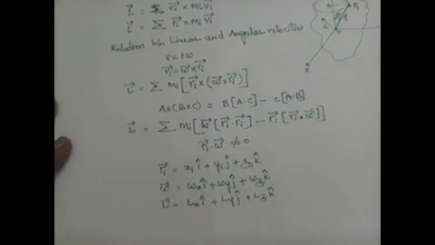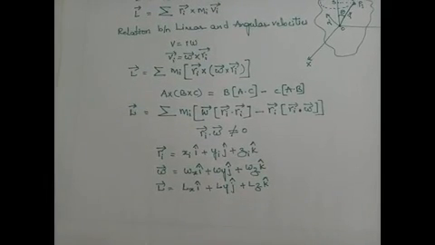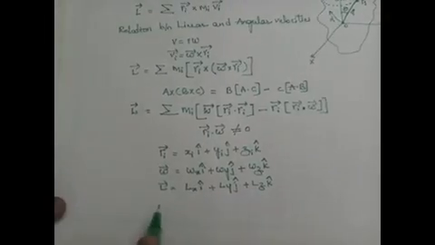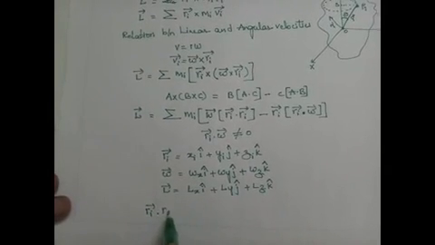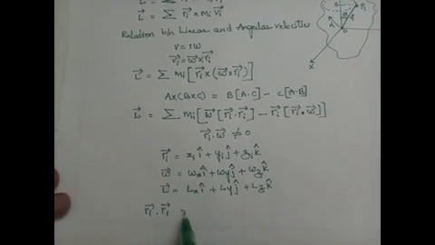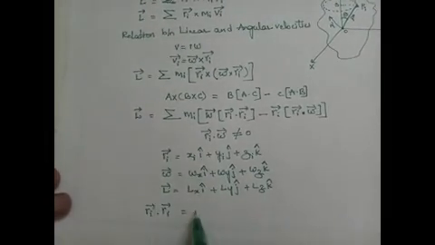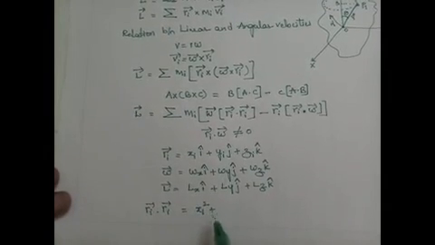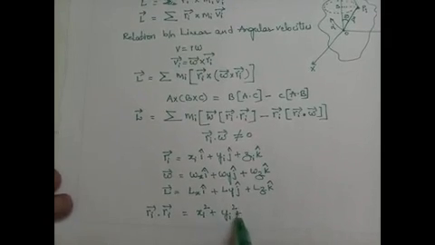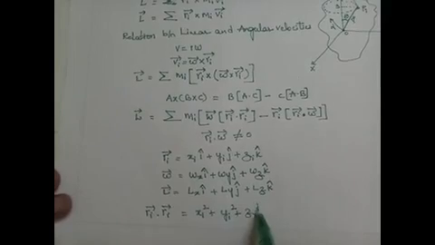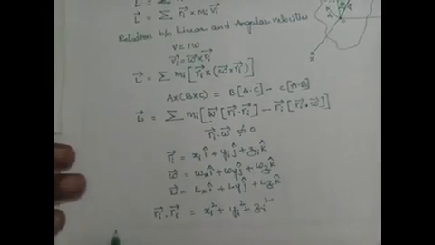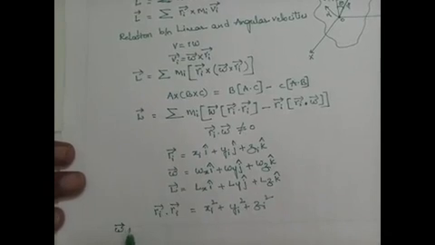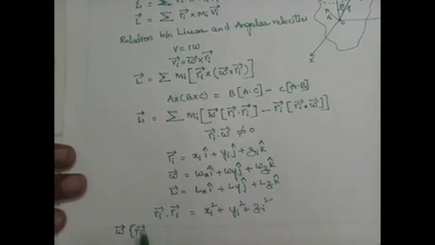See what I am going to do in this case. First we have to find the dot product of the radius vector ri bar with itself. If you multiply that out, we get xi square plus yi square plus zi square. We got this one. Next is omega bar into ri bar dot ri bar.